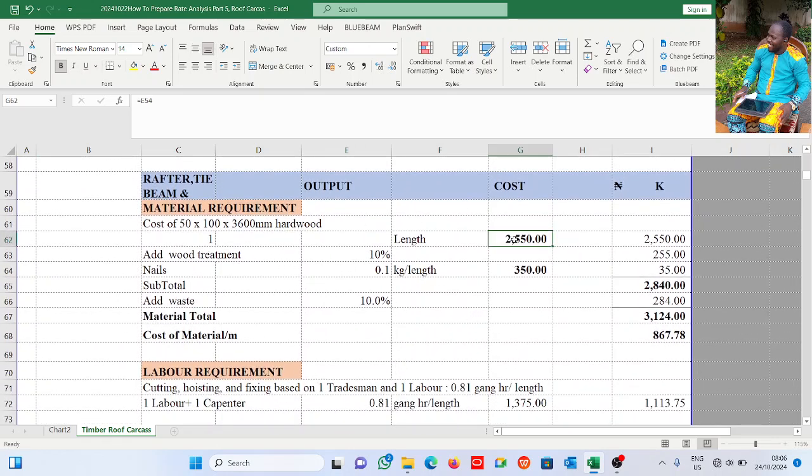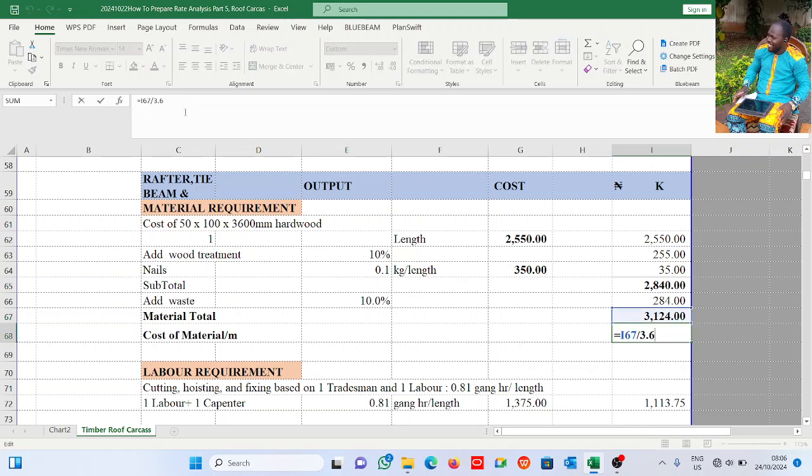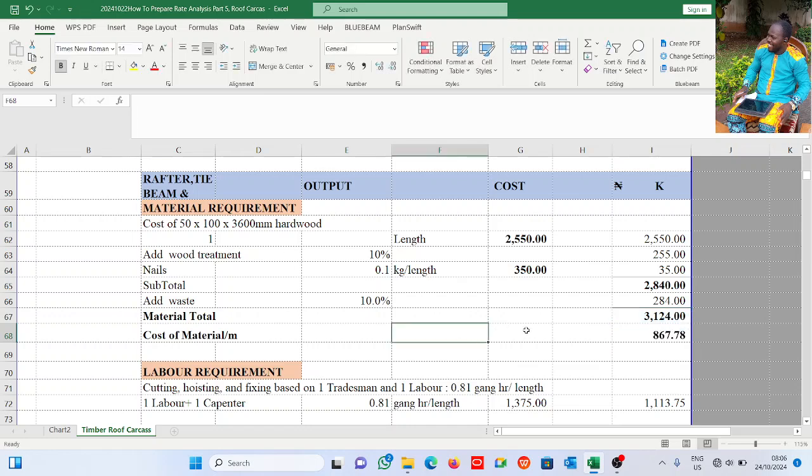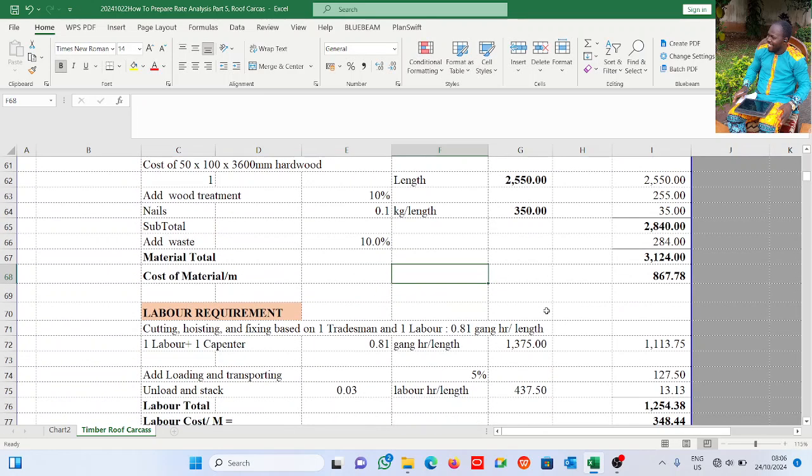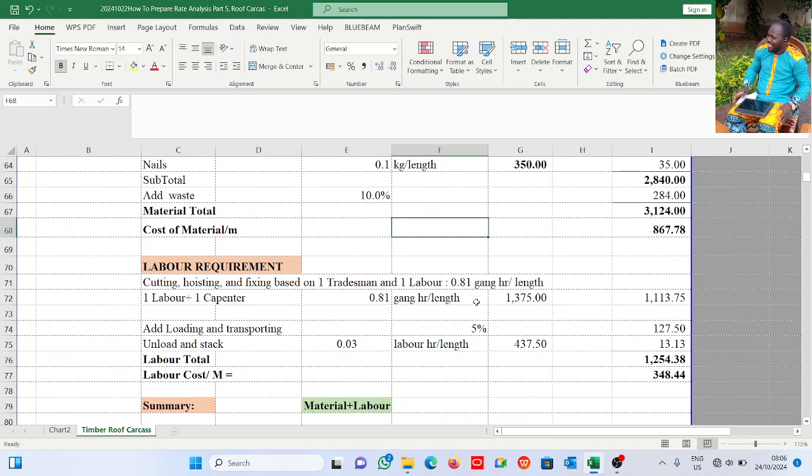See, this is the amount, right? We are adding treatment 10%, nails, all right, then add waste also. So we get the material cost for 3.6 meter length. So if we divide by 3.6, we have it for 1 meter, right? Okay, now the same thing goes for the labor, but of course this is less heavy.